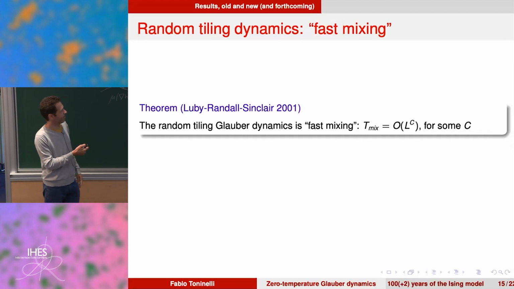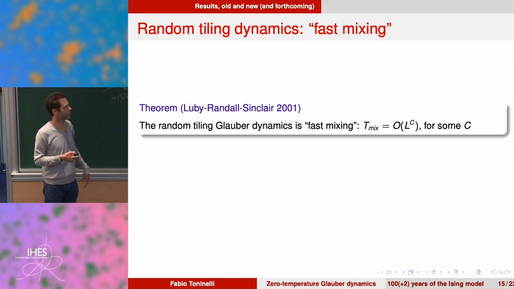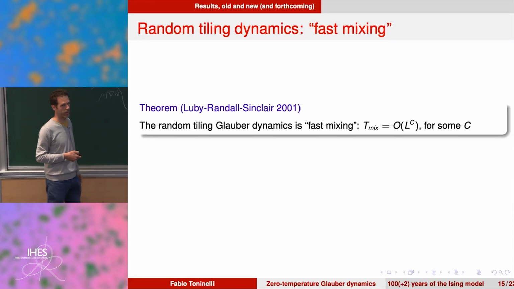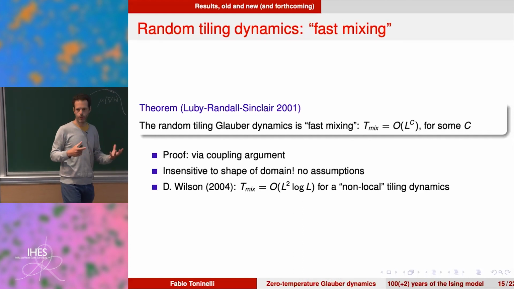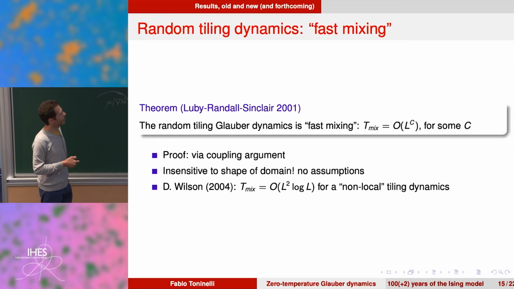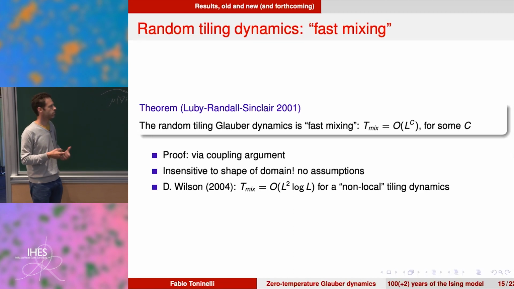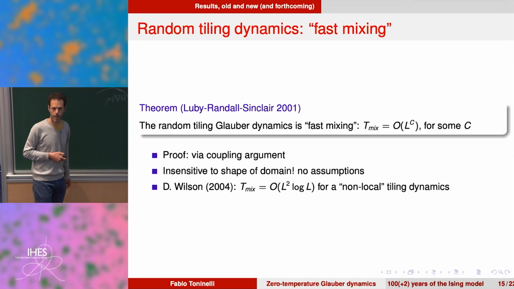But something that was proven in a very nice paper by Luby, Randall, and Sinclair is that the random tiling Glauber dynamics, or the zero temperature 3D Glauber dynamics, converges in a time that is at most polynomial in the size. This is already some information. Some power C, I don't remember what they had, honestly. This is based on a very nice coupling argument, quite simple actually. It's totally insensitive to the shape of the domain. And later, there was a very nice paper by David Wilson who considered a different type of, somehow non-local, dynamics, for which he could actually prove the conjectured L squared log L bound.